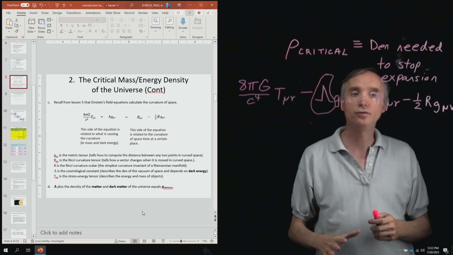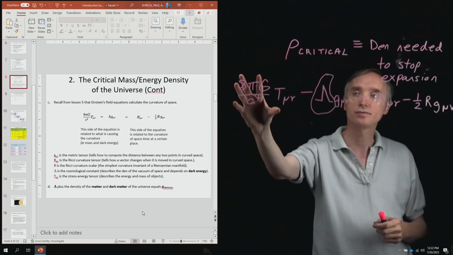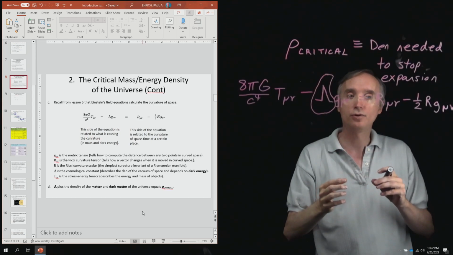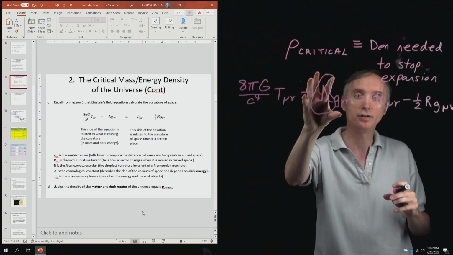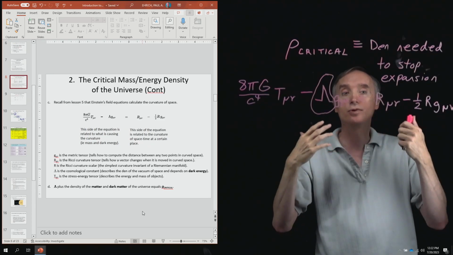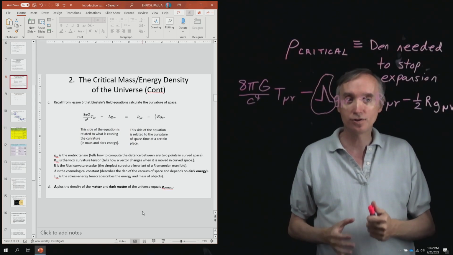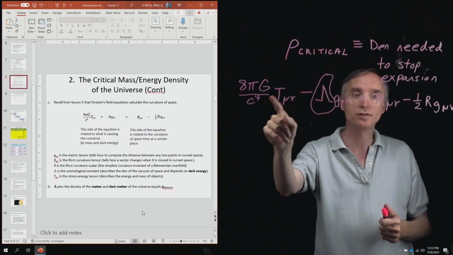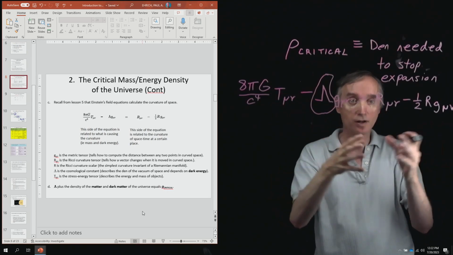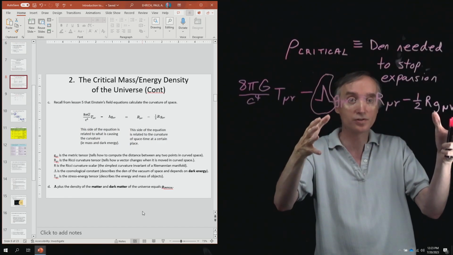If you were to take into account the amount of mass that is causing the universe to collapse, and then combine it with the amount of dark energy, which is causing the universe to expand, that is going to be the energy density of the universe. So the question is, which of these two terms is winning? If this term is winning, the universe is going to collapse. If this term is winning, the universe is going to expand.